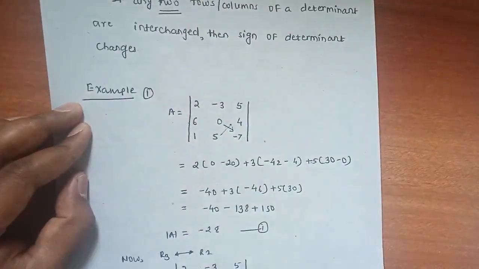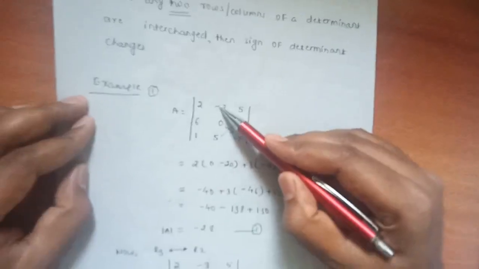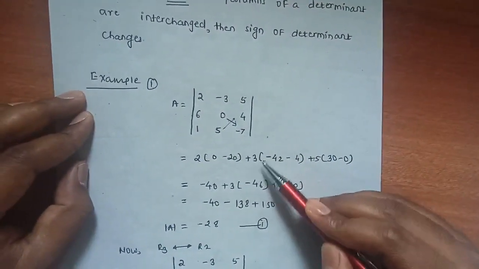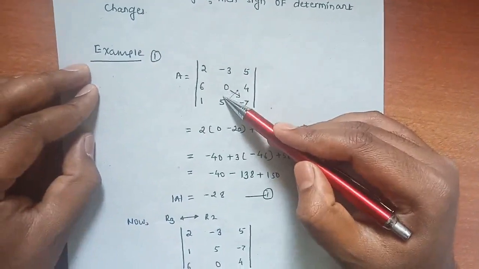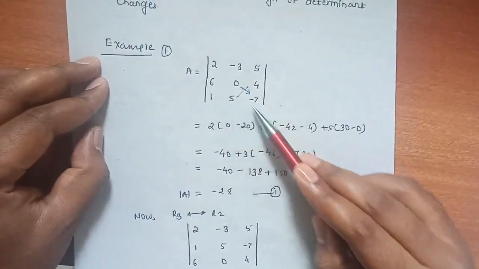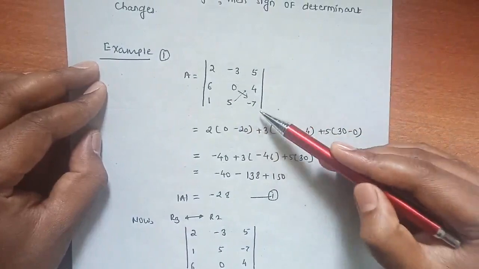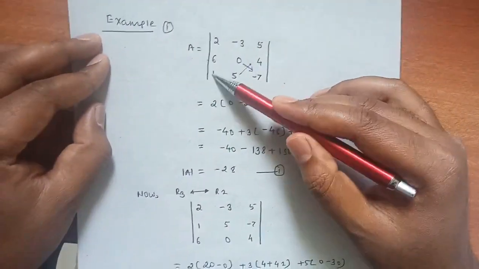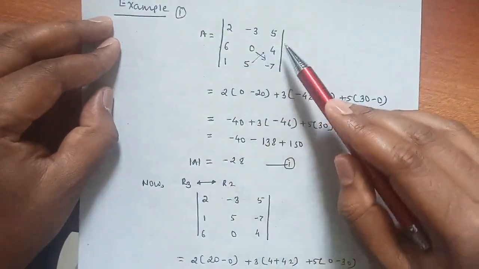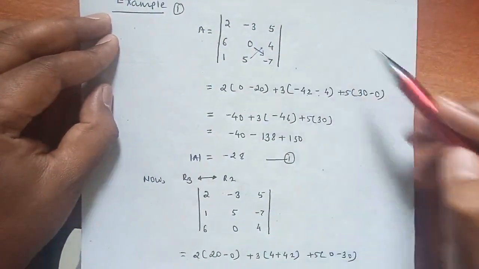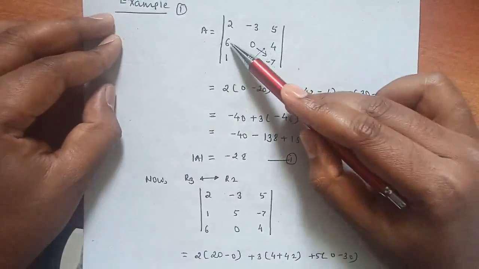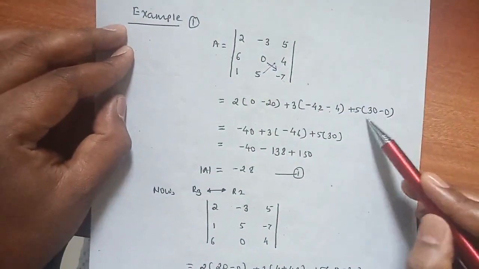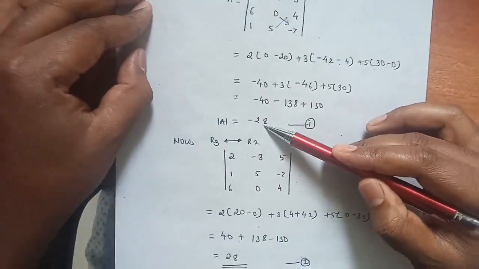Now here, as in the last example, I said the middle number's sign is minus 3. So instead of calculating, just take the opposite sign, so it will come plus 3. Bracket off. Leave this column, leave this row. Now the elements are this, this, this and this. So 6 into minus 7 is minus 42. Minus, because we have to subtract the two products, so minus will come here. 1 into 4 is 4. Plus 5. Leave this column, leave this row. So the elements are this, this, this and this. 6 into 5 is 30 minus 0, so it will become 30. Simplify it, you will get minus 28.